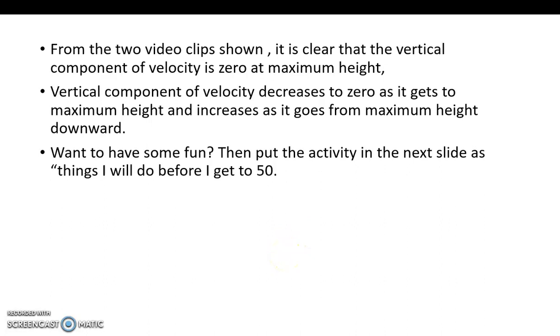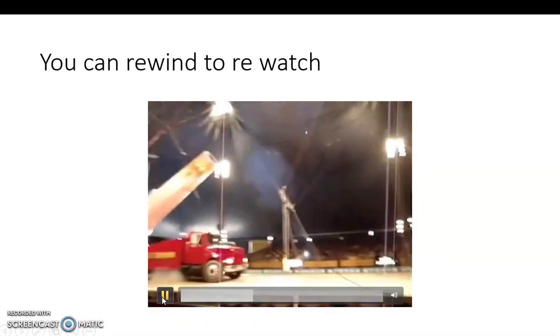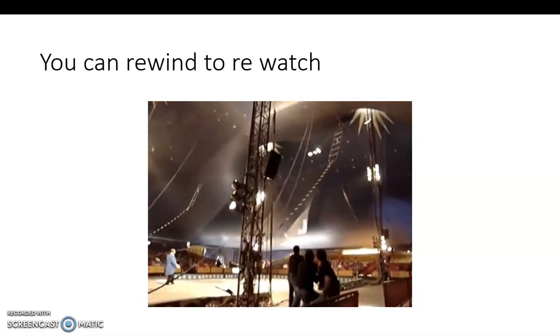Want to have some fun? Then check out the activity in the next slide and put it as things you will do before you get to 50. Now I'm going to do some crazy stuff before I get to 50, so I don't know what your own list is. Now check this one out. That's some activity right there. You might want to try it again.